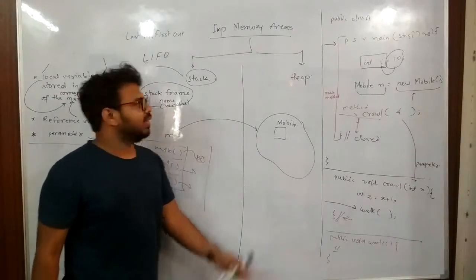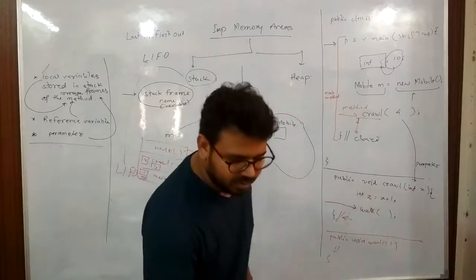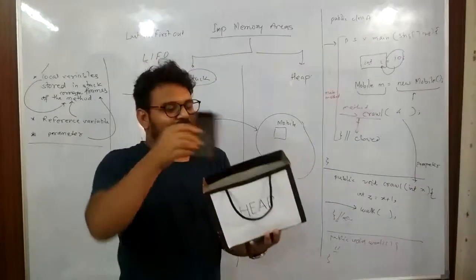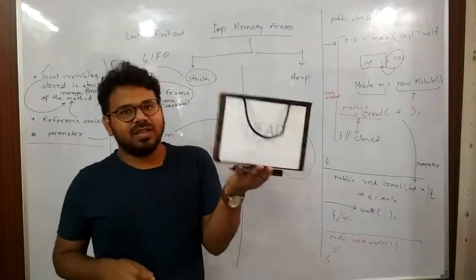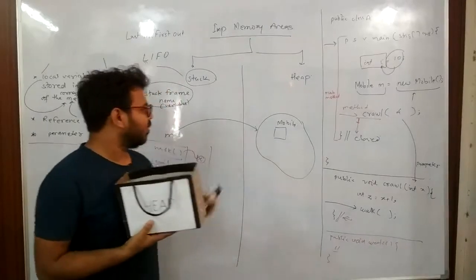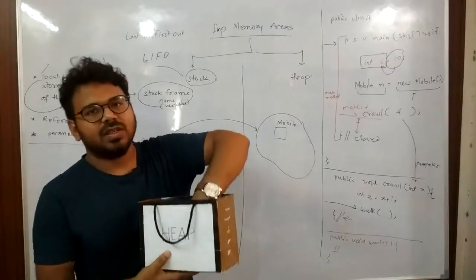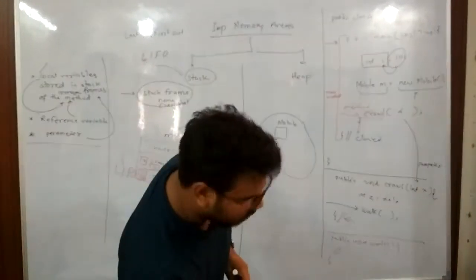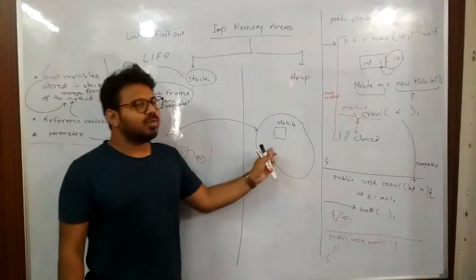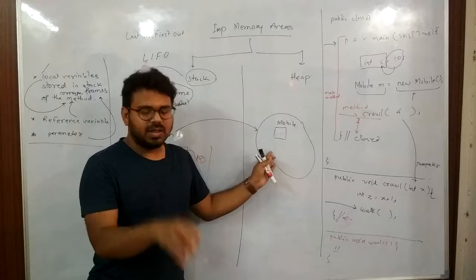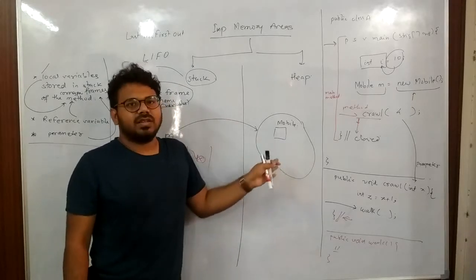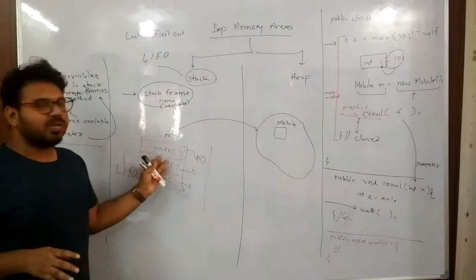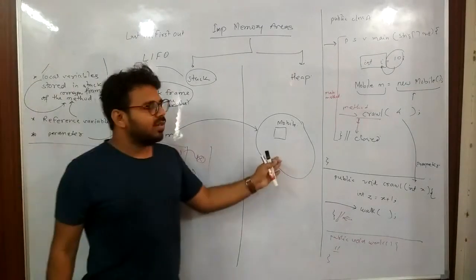So what happens to this object? This object in the heap area is still lying here, and there is no reference pointing to it. So now this object in the heap is eligible for garbage collection. We will learn about garbage collection in later videos, but for now keep in mind that this mobile object which is created inside the heap area is lying there. It is not destroyed when the stack frame of the corresponding method in which it is declared is destroyed.